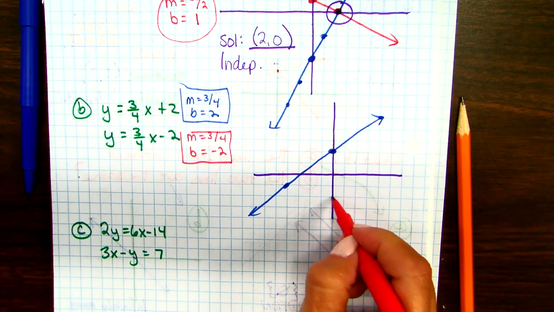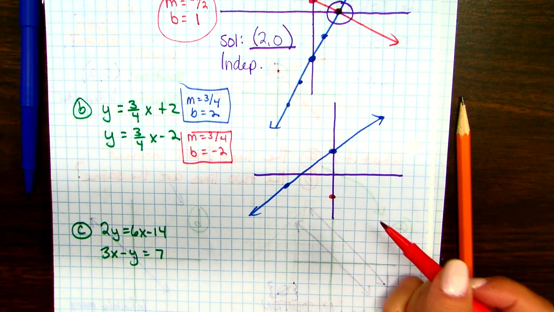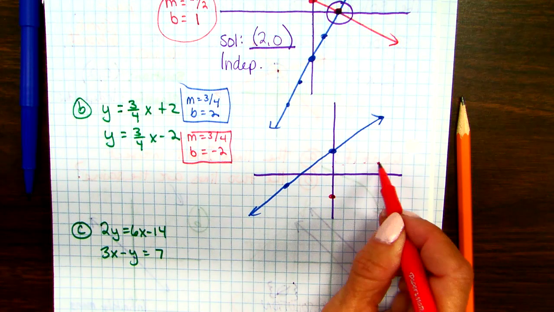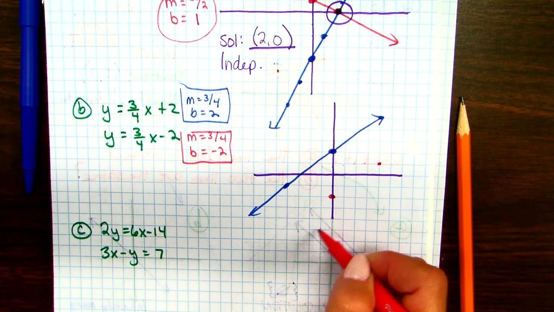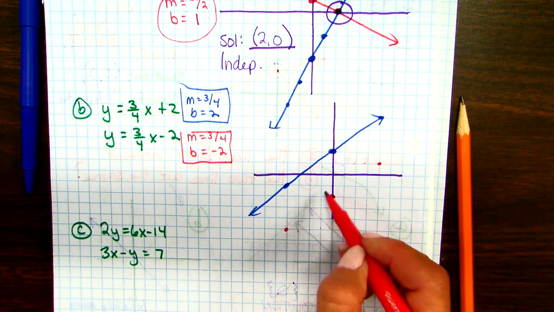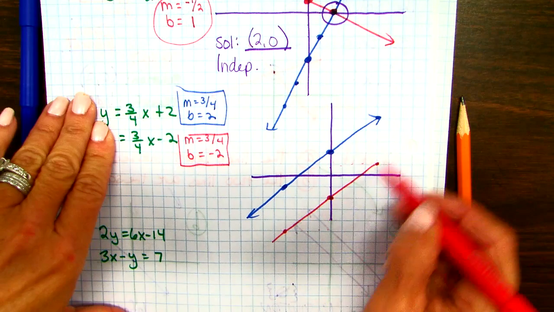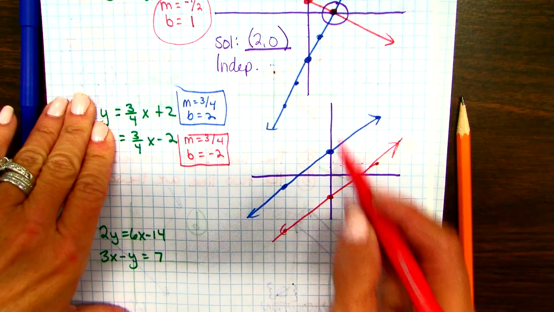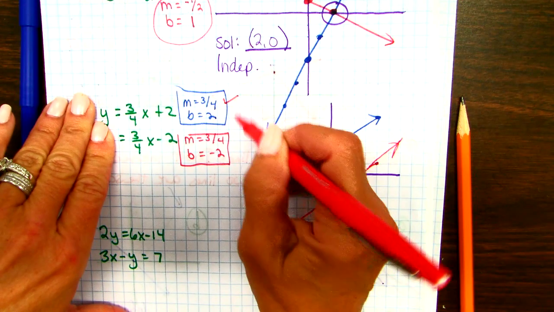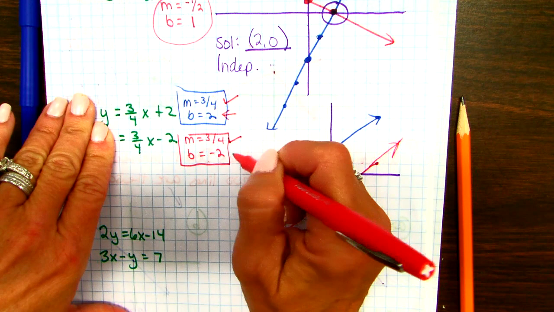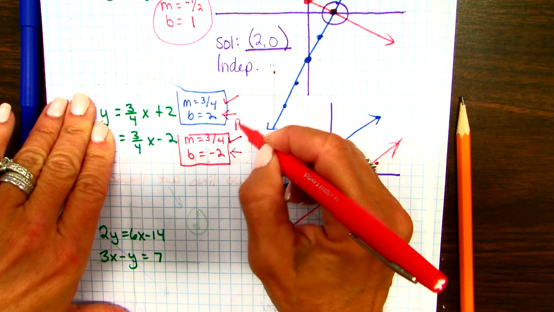B is negative 2. Same slope. 1, 2, 3, 1, 2, 3, 4. What are these? Parallel. So when you have the same slope but different y-intercepts, that makes parallel lines.